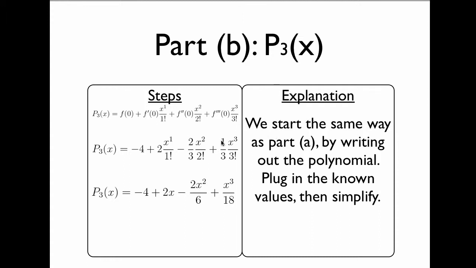From there, we plug in the things we know. From part A, we know that f of 0 is negative 4. From A, we also know that f prime of 0 is 2. Then in B, we're given f double prime of 0 is negative 2/3, and f triple prime of 0 is positive 1/3. And finally, I just simplify. So I get negative 4 plus 2x minus 2x squared over 6. I could also have x squared over 3 there, plus x cubed over 18.